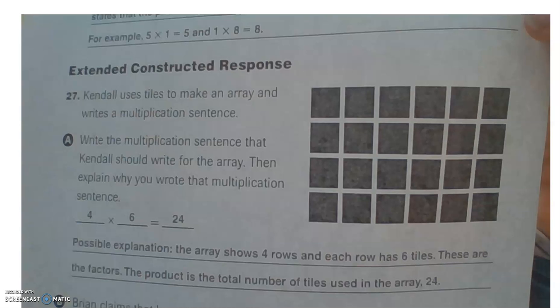Right? She wrote 4 times 6 equals 24. A possible explanation: the array shows 4 rows, right along across, 4 rows, and each row has 6 tiles. These are the factors. The product is the total number of tiles used in the array, 24. I love how the student used the vocabulary to help show that you really know your stuff.